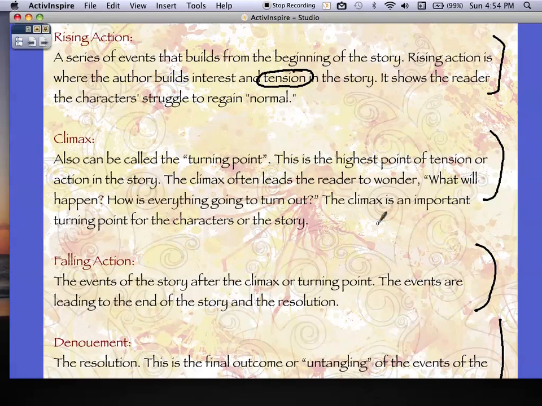Climax is the turning point. It's the highest point of tension. It often leads the reader to wonder what will happen. This is the point of highest risk, and again I'm going to talk about that in just a minute. Ooh, I spelled highest wrong. This is the point of highest risk for the character. Falling action is kind of what happens after the climax. It's where things begin to settle down. They're the result of however the climax turns out. And the denouement is the new normal. Again, make sure you have these definitions in your notes. Make sure that you can answer them on a test.